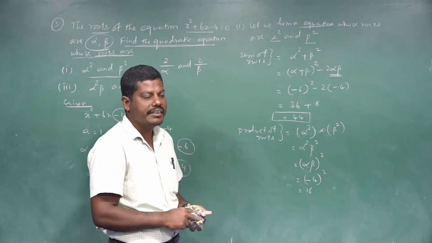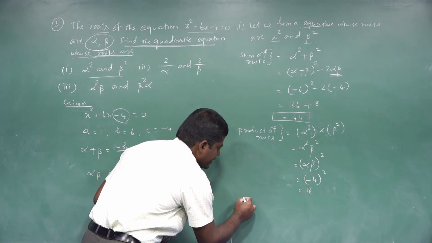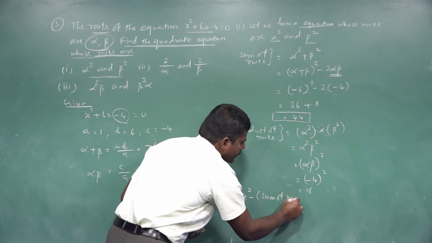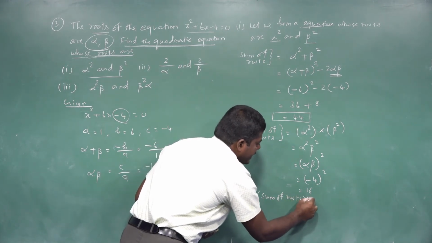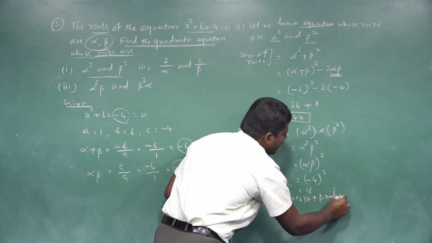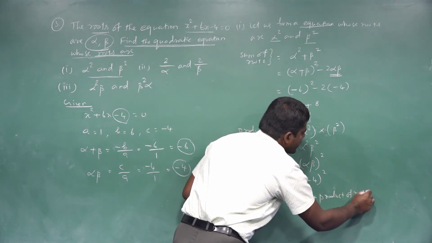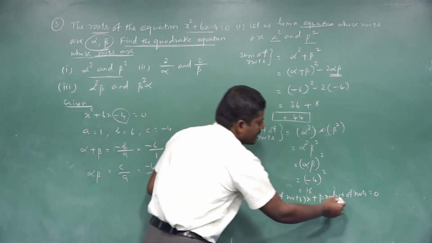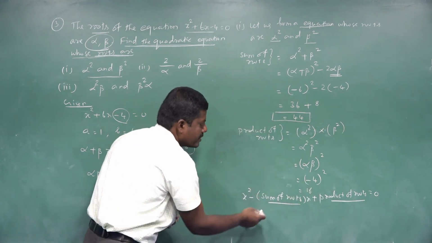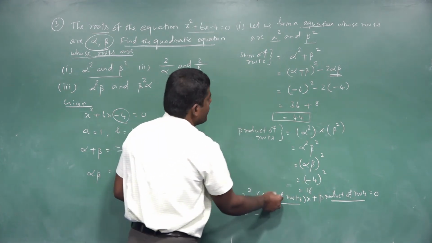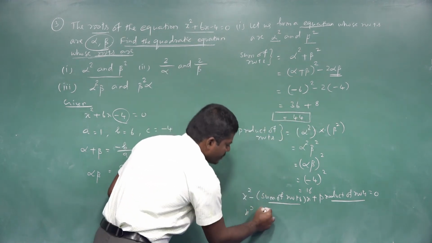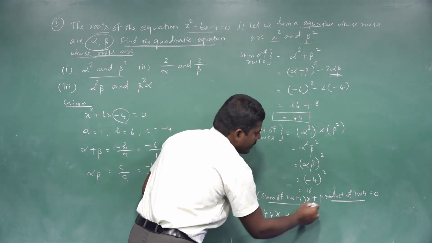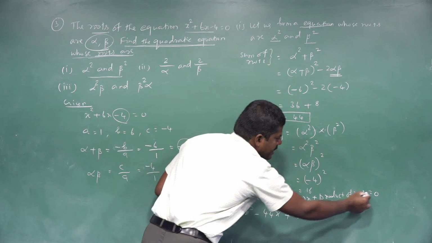So general form of your quadratic equation is x square. The required equation is x square minus sum of roots of x plus product of roots equal to 0. This is the general form of a quadratic equation. Already we know sum of the roots and also product of roots. Now substitute: x square minus sum of the roots, which is 44, so 44x, plus product of roots, which is 16, equal to 0.